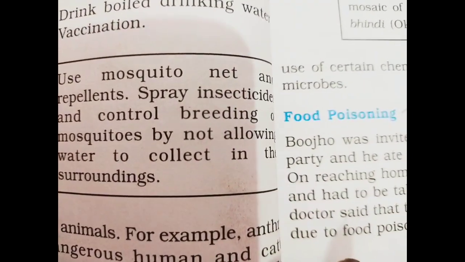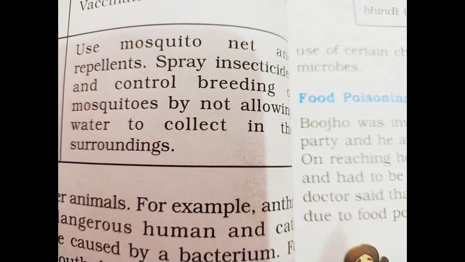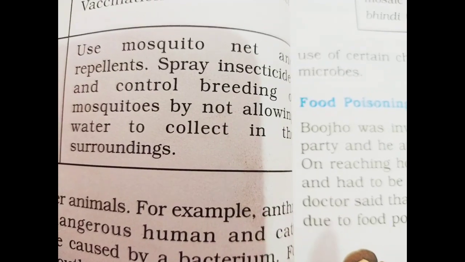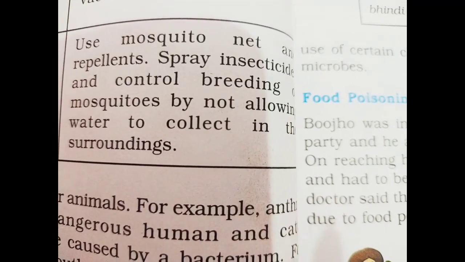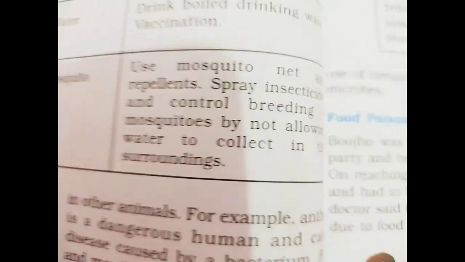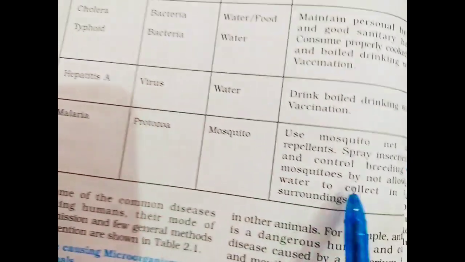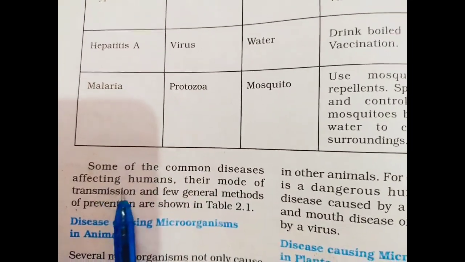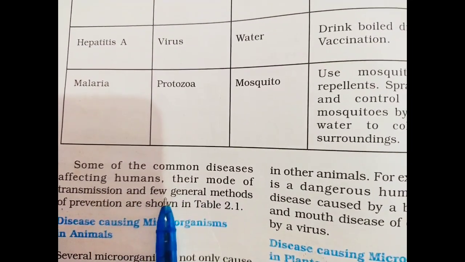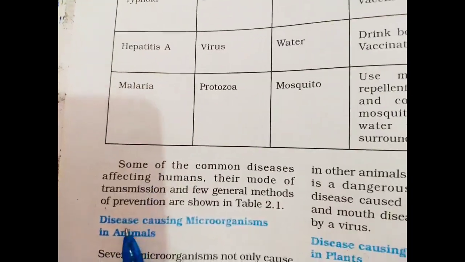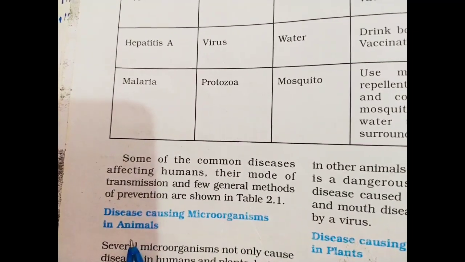We have to know that mosquitoes develop in water, they breed in water. So we have to take care that collections of water should not be there in our surroundings. Okay, so this is the most important thing. Now some of the common diseases affecting humans, their mode of transmission and a few general methods we have already discussed here in table 2.1.